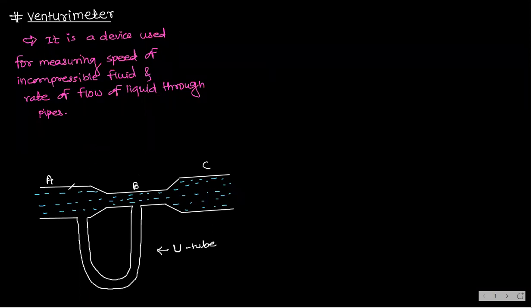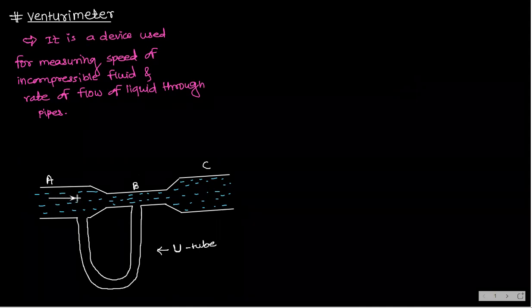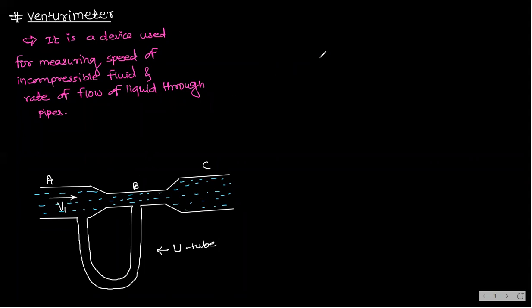Now see here, this tube A and this is C, in between B, it is narrow. These two are a little bit bigger one. Now let us assume that the velocity of fluid through this tube A is V1 and velocity of fluid through this tube B is V2.